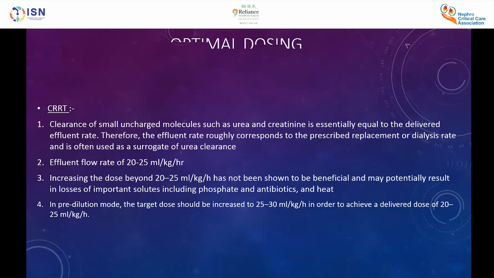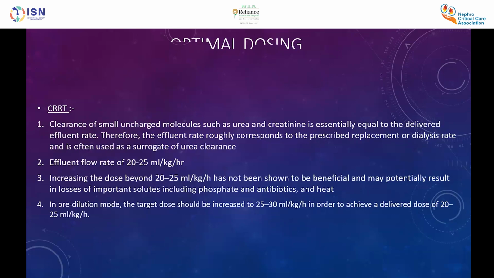In CRRT, the clearance of small uncharged molecules such as urea and creatinine is equal to the delivered effluent rate. So the effluent rate roughly corresponds to the prescribed replacement or dialysis rate, and it is often used as a surrogate of urea clearance. The effluent flow rate is roughly set around 20 to 25 ml per kg per hour. Increasing the dose beyond this has not been shown to be beneficial and may potentially result in losses of important solutes, including phosphate, antibiotics, and heat.